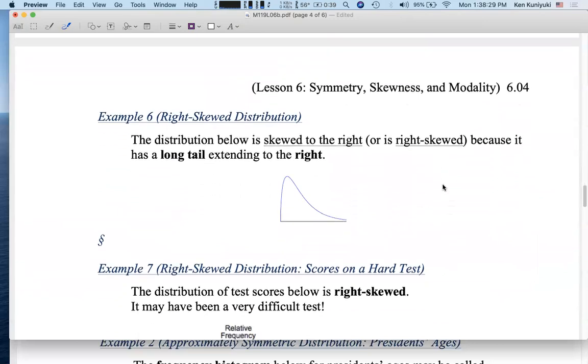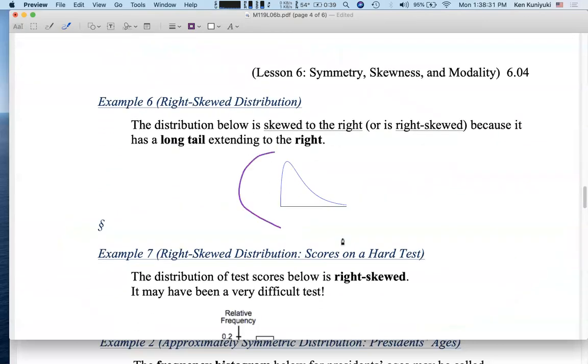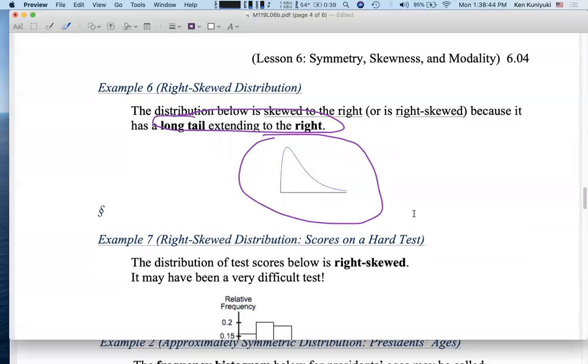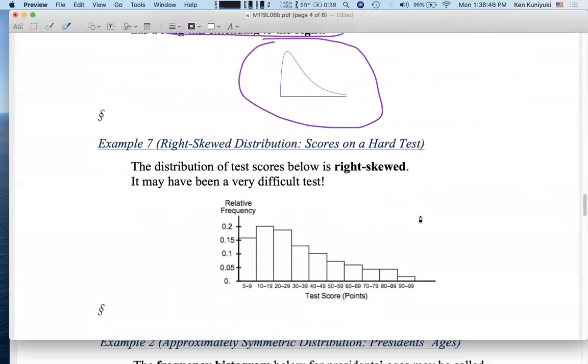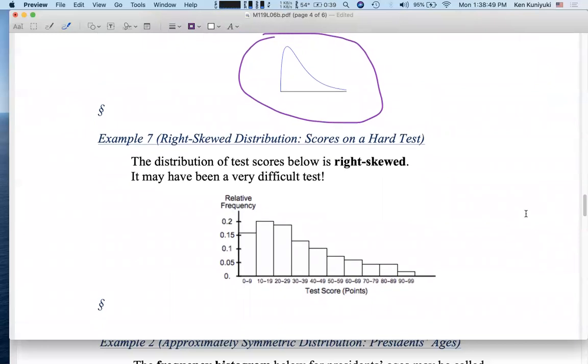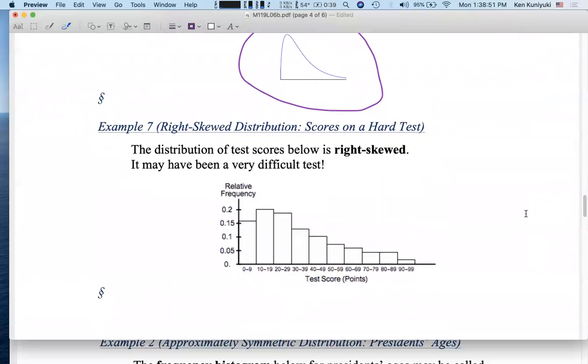Well, here are some right skewed distributions. The distribution here is skewed to the right, or it's right skewed, again, because the long tail extends to the right. We call it right skewed because we have a tail extending to the right. So here's an example of a histogram that exhibits right skewness. And there is one subject I can think of where if you have a test out of, say, 100 points, you may well get a relative frequency histogram that looks like this. There's one subject in mind in particular that's notorious for producing this kind of shape.